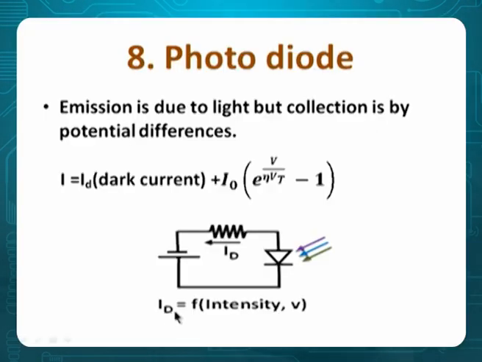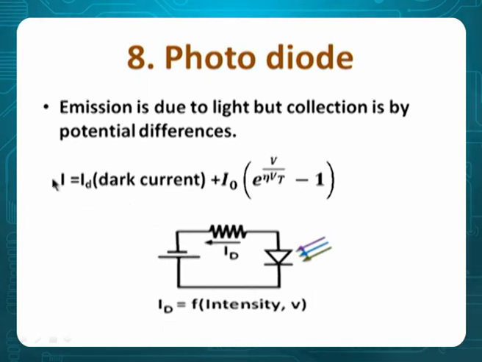If you see here, you are giving light here, therefore ID is a function of the intensity, and also a function of voltage. So when the intensity of light is also there, we call it working. So light is given and current is flowing. Please understand, this light will give the emission, but for collection purpose we have used the diode.